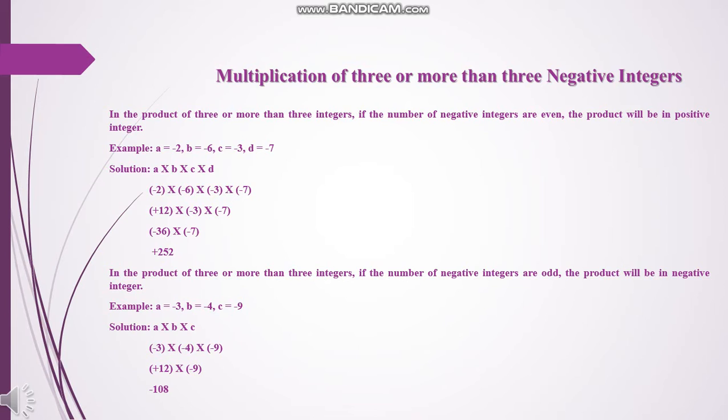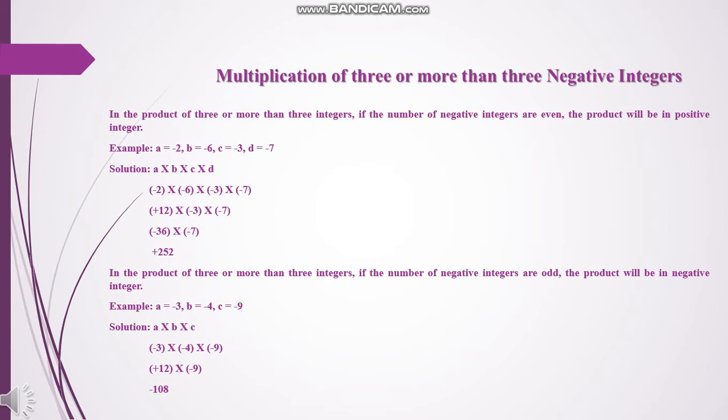So plus into minus is minus, 12 into 3 is equal to 36, so it is minus 36 into minus 7. So minus into minus is equal to plus. 36 into 7 is 252. So the product is plus 252.